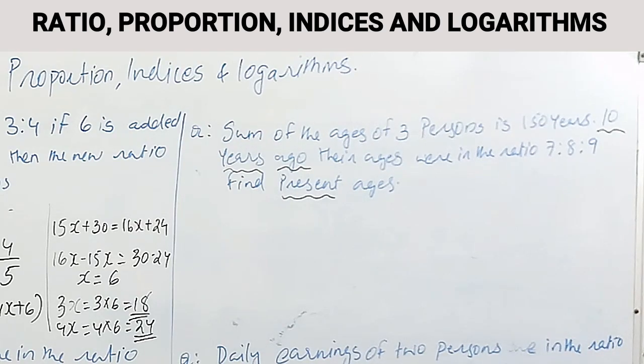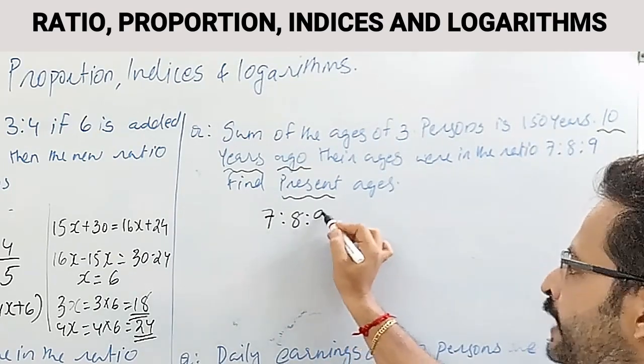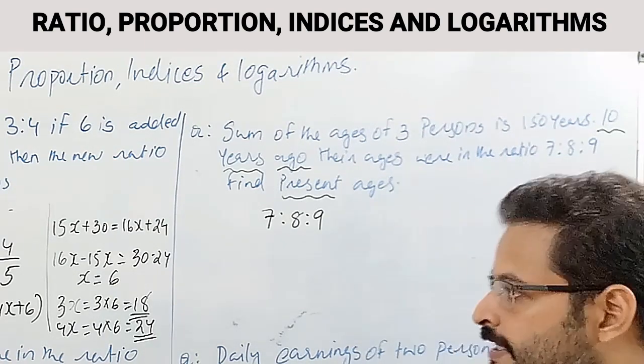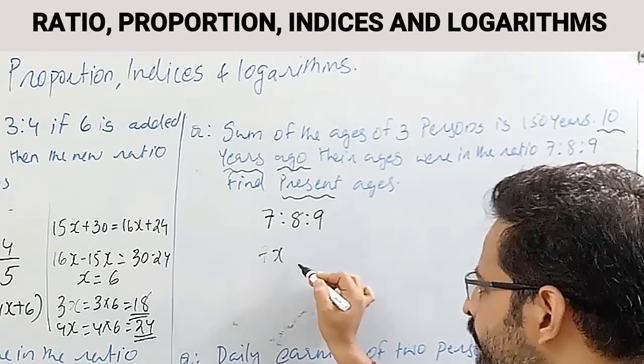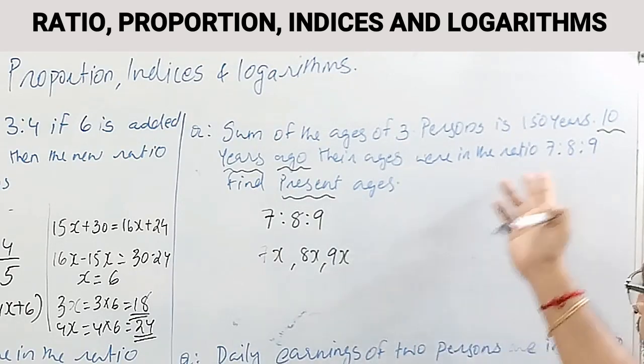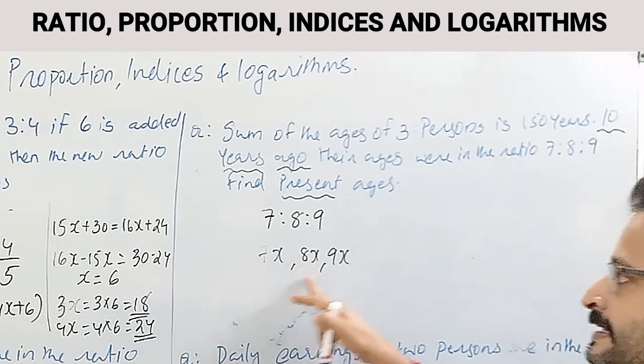So we are given the ratio of ages of 3 persons 10 years ago. Ratio given 7:8:9. So that means it is a continuous ratio, and terms of the ratio can be multiplied with the same non-zero number. That means their actual ages 10 years ago will be 7x, 8x, 9x. The question says 10 years ago their ages are in the ratio 7:8:9, so 10 years ago their actual ages will be 7x, 8x and 9x.